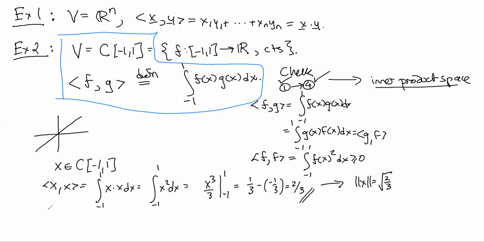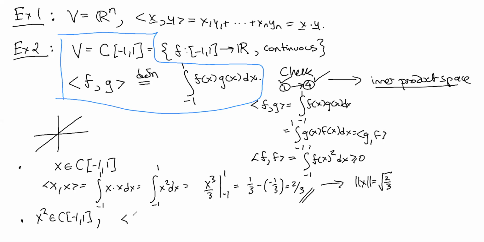Now here's another vector in the space, x squared. That's a continuous function on the interval, right? Oh yeah, somebody asked what CTS means. It means continuous. So let me clarify this. C of minus 1, 1 means continuous functions defined on minus 1, 1. That's a vector space. So x squared is another such example.